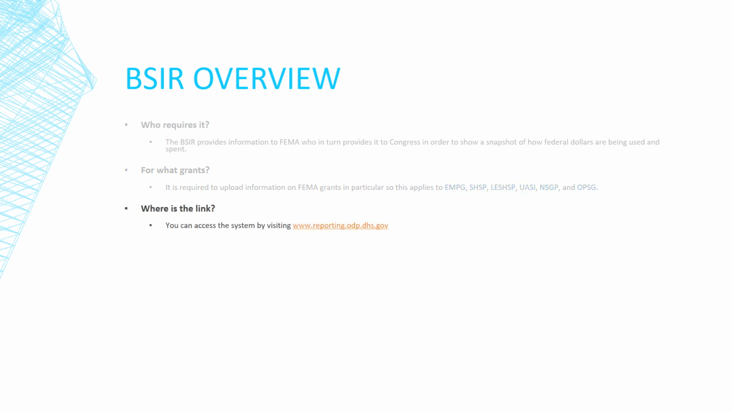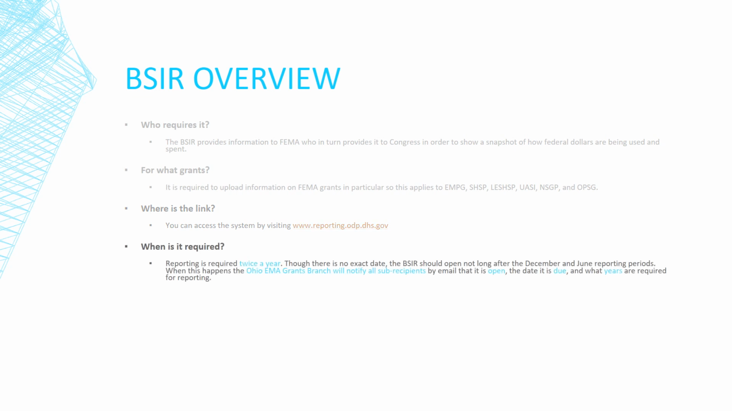You can access the system by visiting www.reporting.odp.dhs.gov. Reporting is required twice a year. Though there is no exact date, the BSIR should open not long after the December and June reporting periods. When this happens, the Ohio EMA Grants Branch will notify all subrecipients by email that it is open, the date that it is due, and what years are required for reporting.